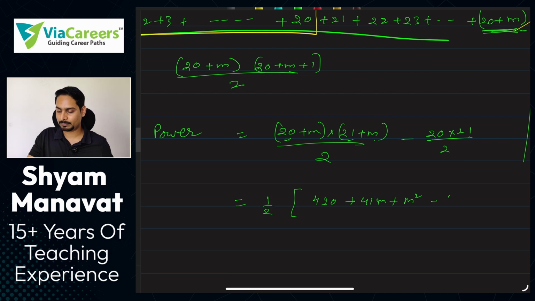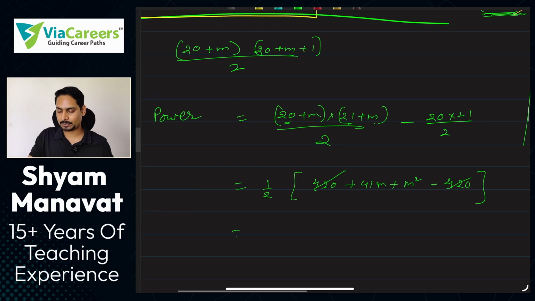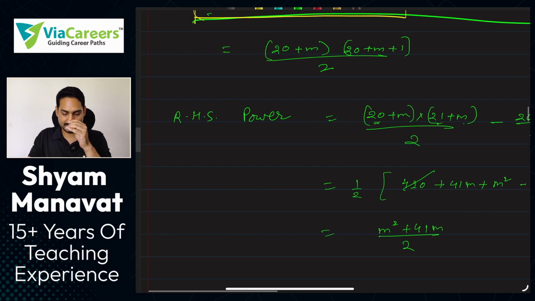20 into 21 becomes what? Again 420 here. 1/2 I have taken common. That's the only thing which has to be subtracted. So this is gone. So you have what? m square plus 41m by 2. This is your power of right hand side.